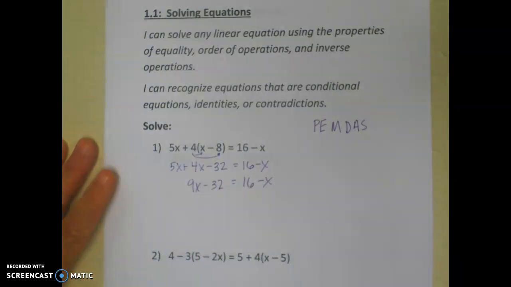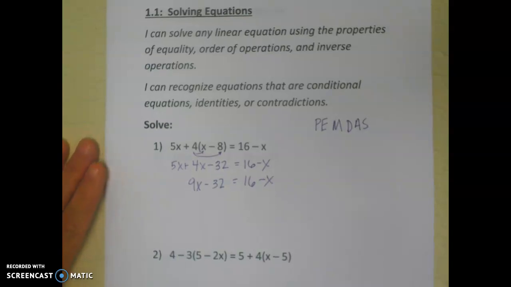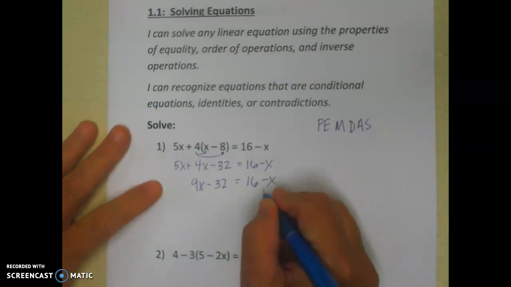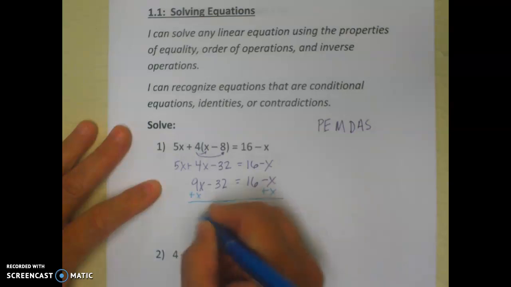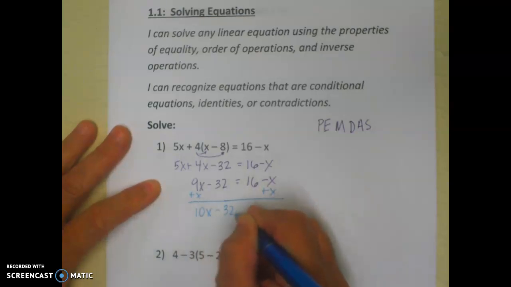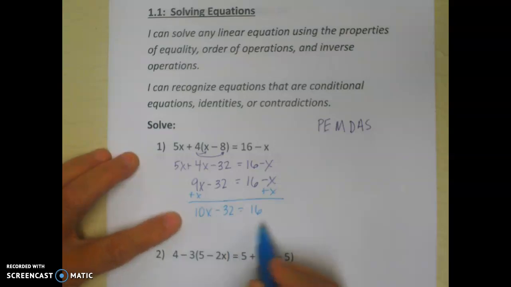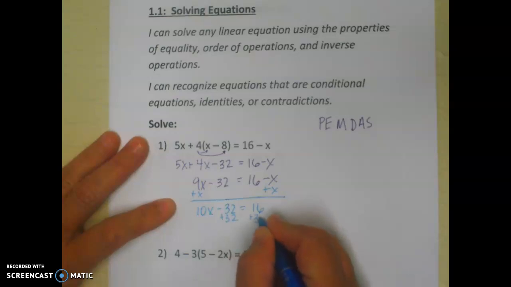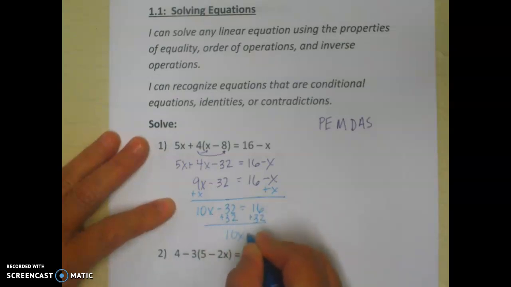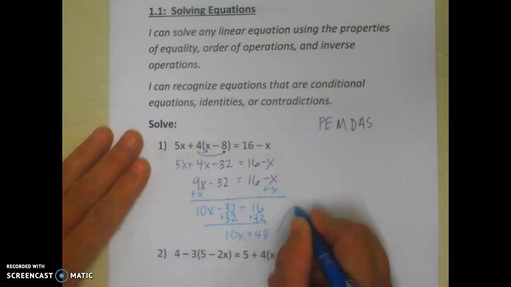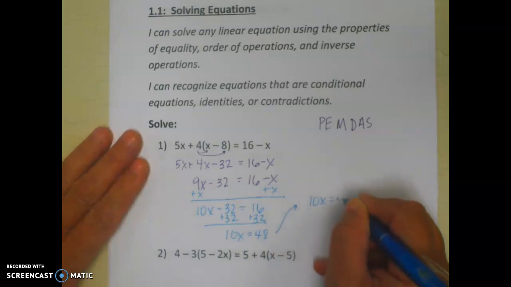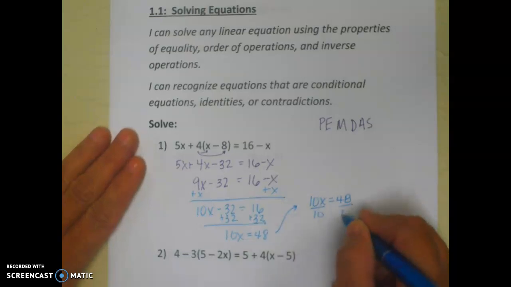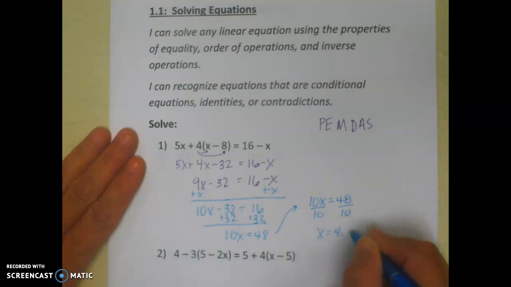And now that we have simplified as far as we can on each side of the equation, I'm going to try to get all my variables on one side and all my numbers on the other side. So I'm going to add x to both sides. That gives me 10x minus 32 equals 16. And then again, I want my constants on the other side, so I'm going to add 32 to both sides. And that gives me 10x equals 48. Our whole goal is to get the x by itself, so to undo the multiplication, I'm going to divide, and I get x equals 4.8.